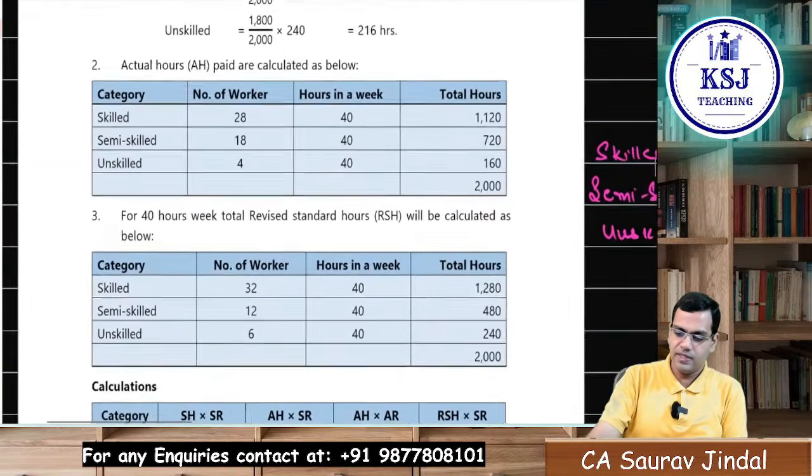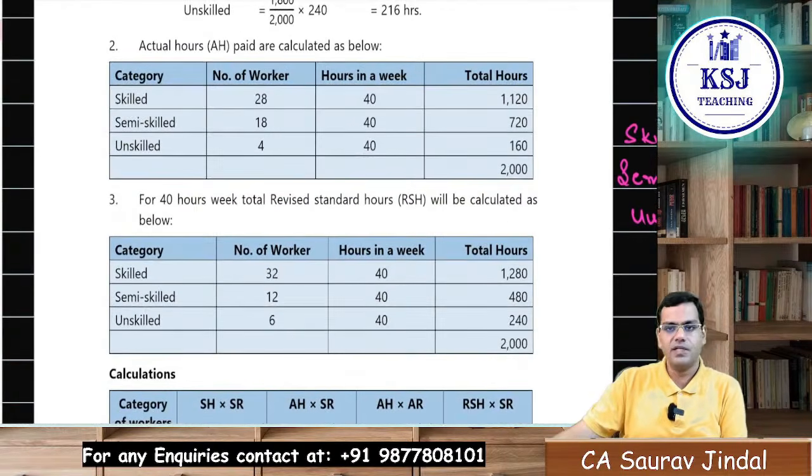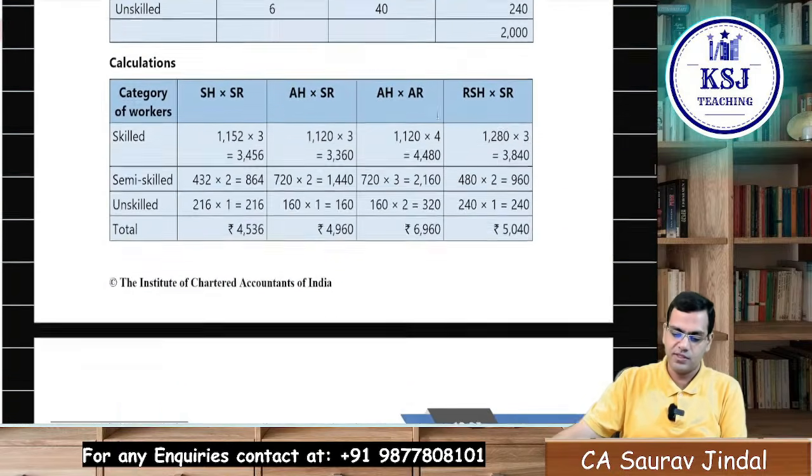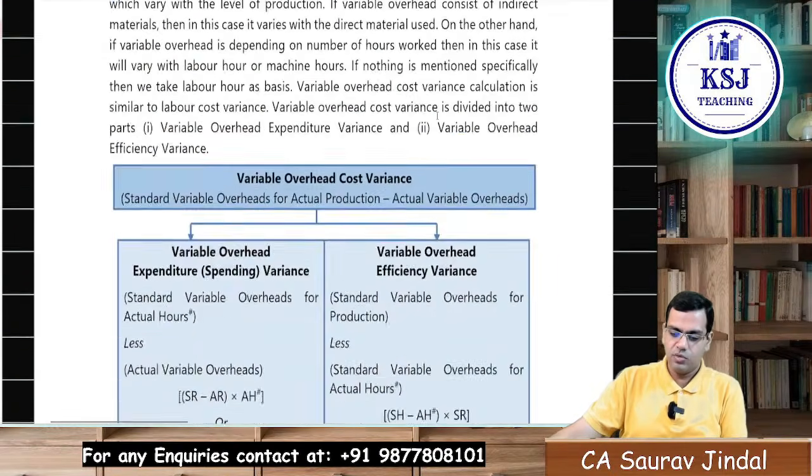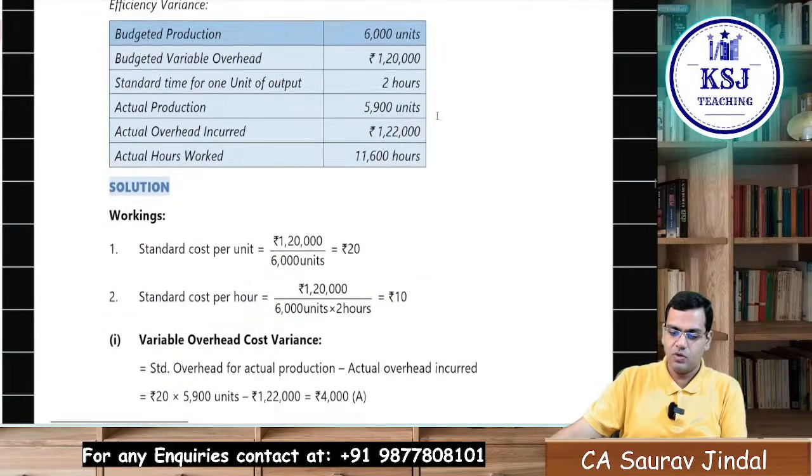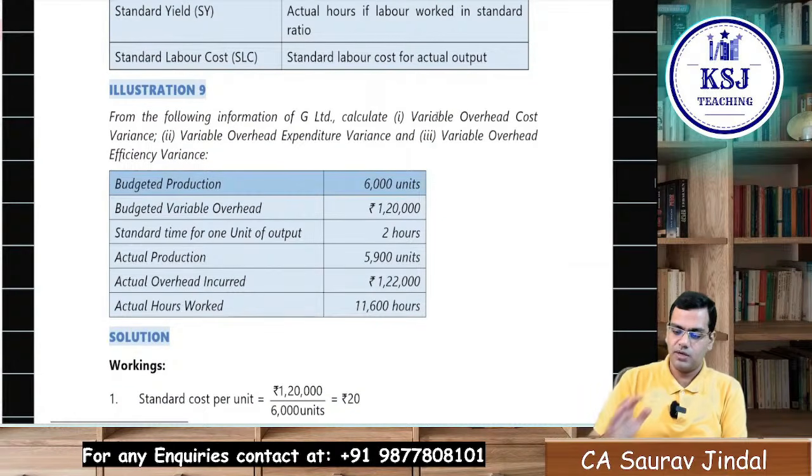So we are done with illustration number 8, and with this we are done with all the labor variances. Now we will move on to the variable overhead variances. Illustration number 9.